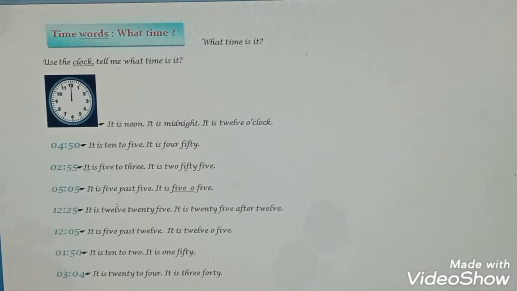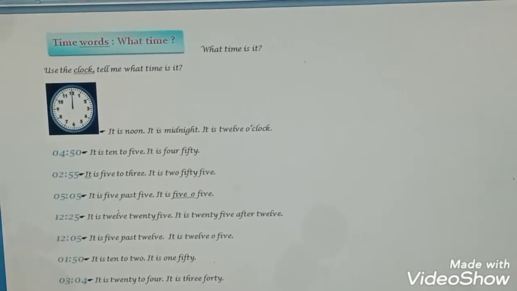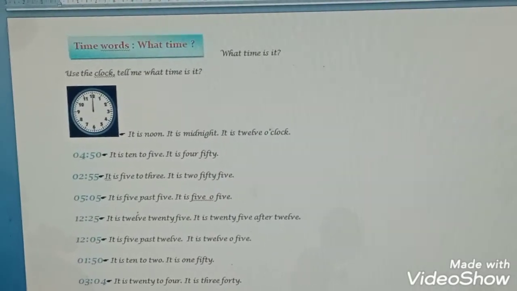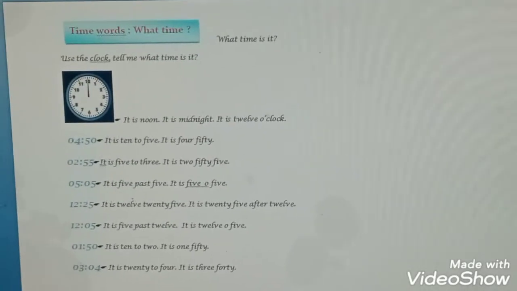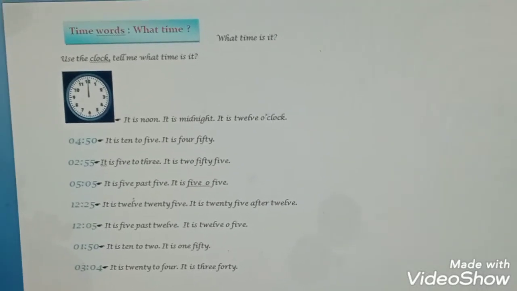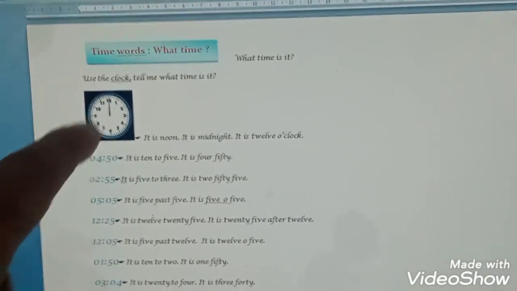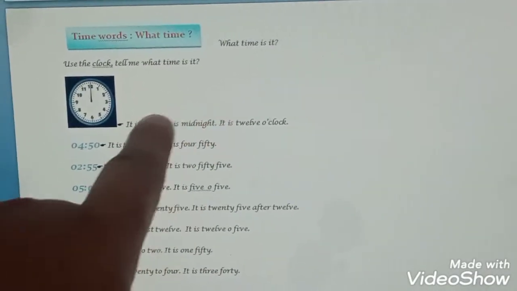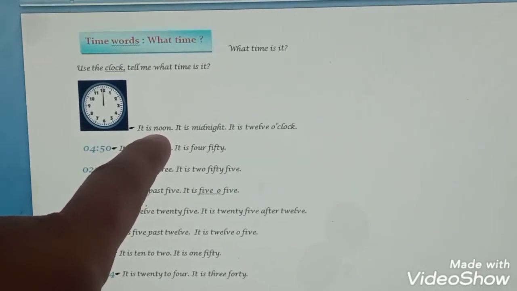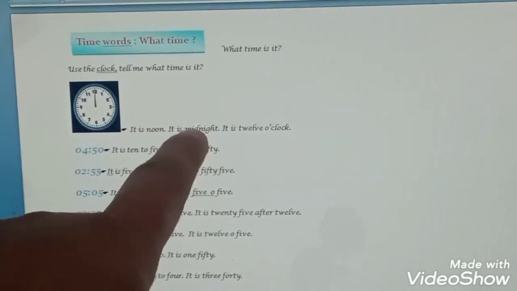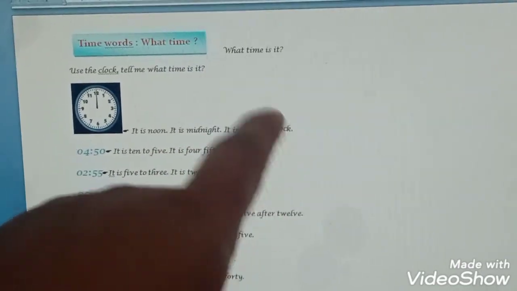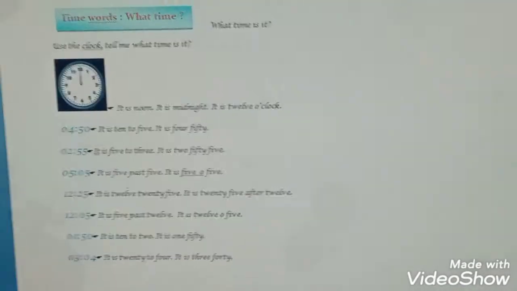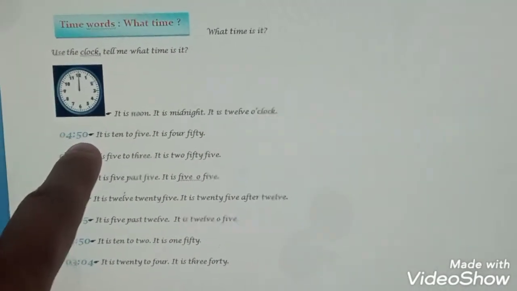So time words, what time. السؤال اللي راح دايما نطرحه نقول what time is it, or what time can you make it. هما دايما يستعملوا what time is it, كم الساعة. Use the clock, tell me what time is it. Look here what you have. عندنا 12 تماما. نقول it is noon or it is midnight. Noon هي 12 ظهرا and midnight هي 12 ليلا. It is 12 o'clock both of them. Second, it is 4:50.